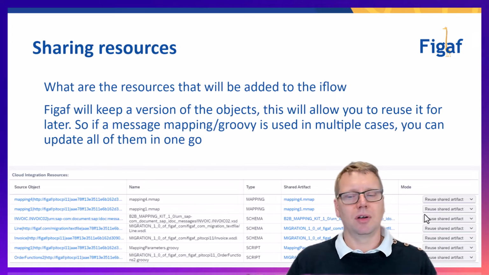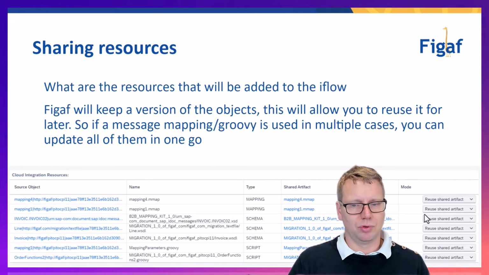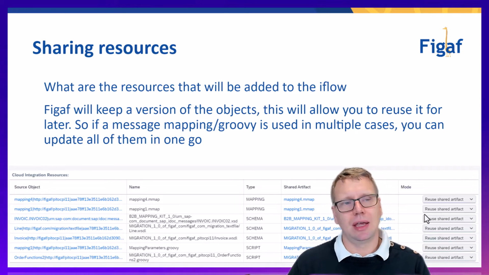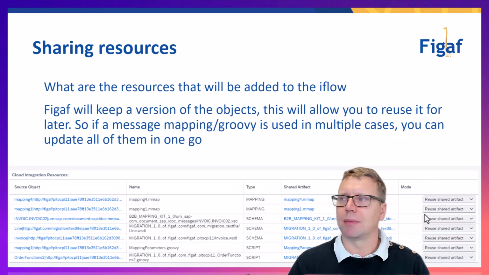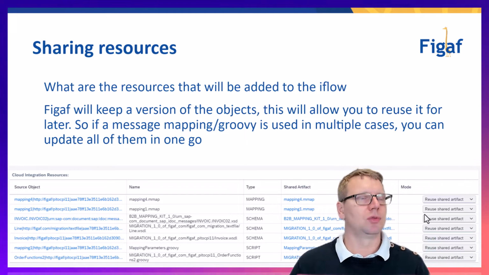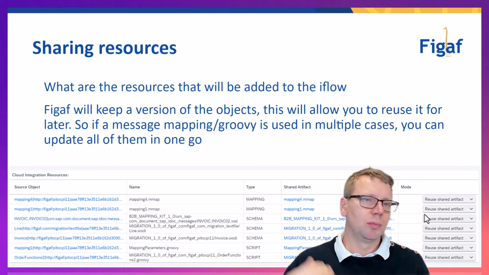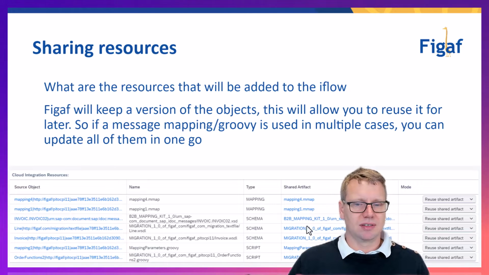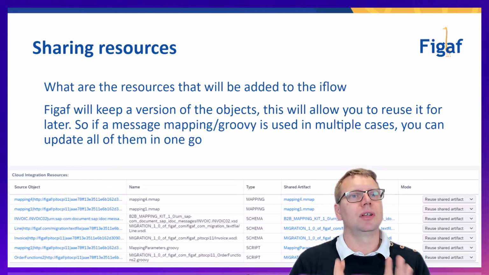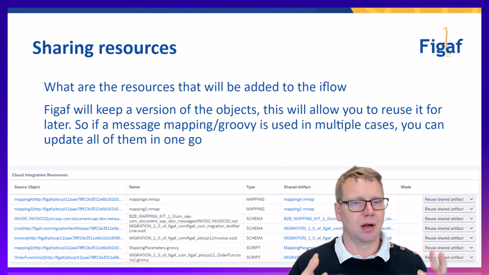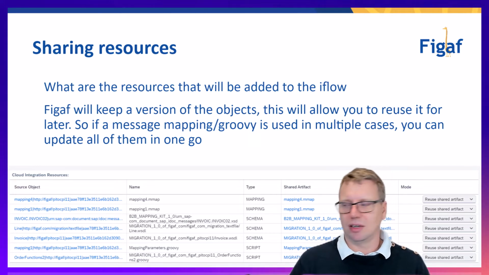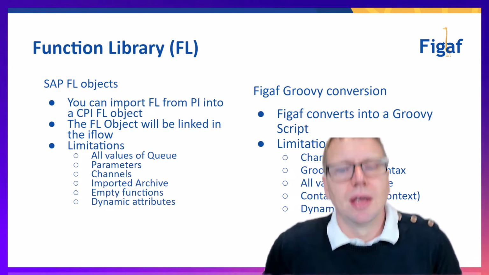We have the sharing of resources. This is what would allow you to migrate scenarios in, so say you have a message mapping that will be migrated into 2 different IFlows. Once you have corrected it in the first one, it will be reused in the second one. And probably more importantly, this is for script collections, XSLTs, where the Figaf tool keeps this versioning of the object, and if something changed in one of the IFlows, you can replicate this change into all the other ones where it's used.